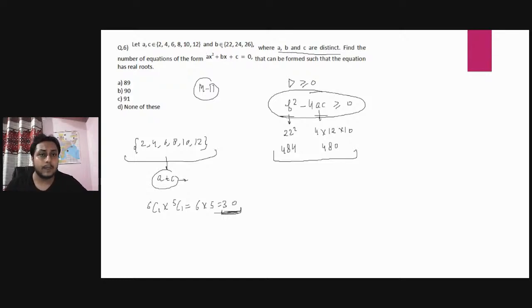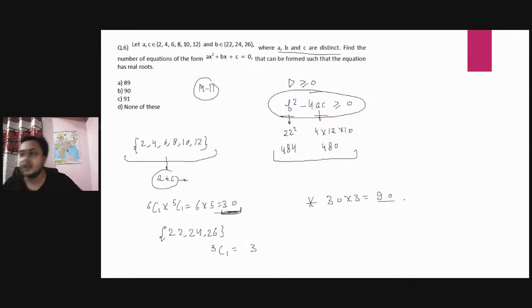Now choose the value of b from 22, 24 and 26. From here you have to choose b, meaning the total possible ways are 3c1, meaning 3. So guys, the total combinations come out to be 30 into 3, which is 90. So the total number of quadratic equations that can be formed is 90. So we can choose in 90 ways.